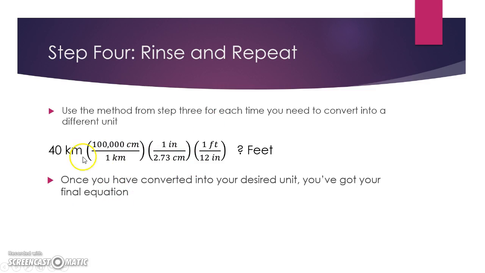And now you have to multiply them together. This is your final equation. So it's just multiplying fractions. And the way you know that you've got your final equation is that you have the desired unit on top of the fraction, in this case, feet. Or if it's something like miles per hour, you have the fraction in the same units as your desired unit.